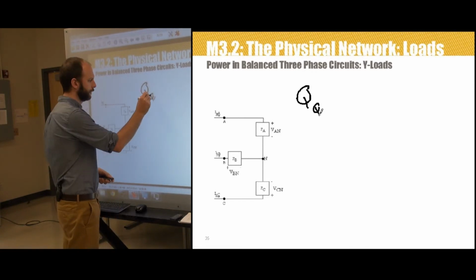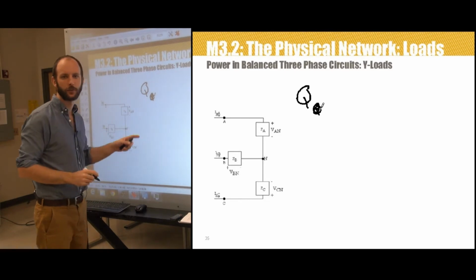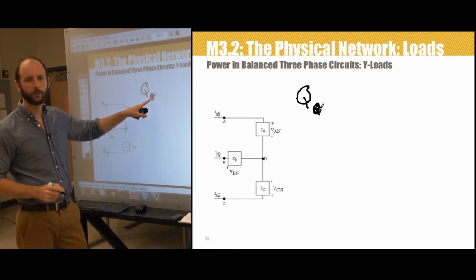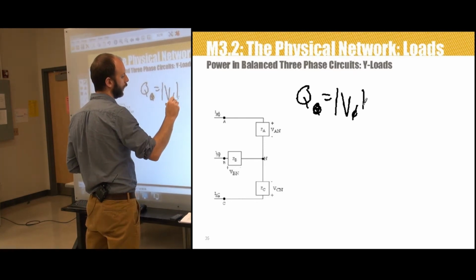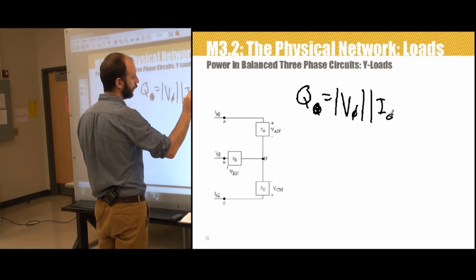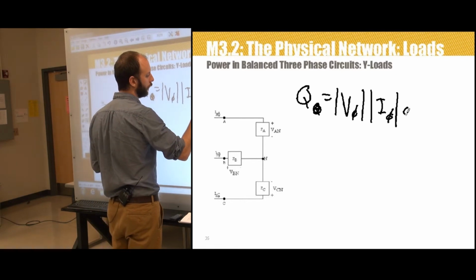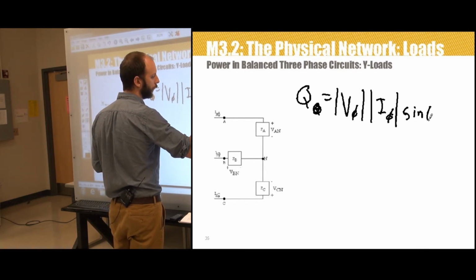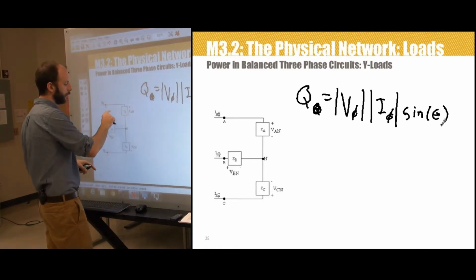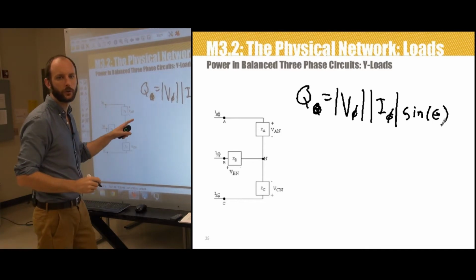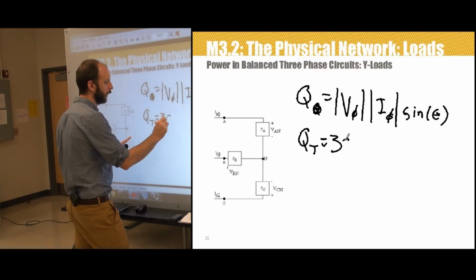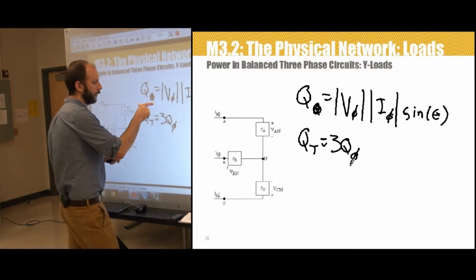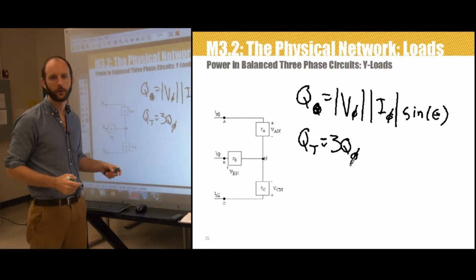So the reactive power, getting tired here, making some mistakes. Reactive power Q per phase is just equal to the magnitude of the phase voltage times the magnitude of the phase current times the sine of the phase angle between the voltage and the current through it. Q total is just equal to 3 Q phase, right? They all sum up in a balanced load.